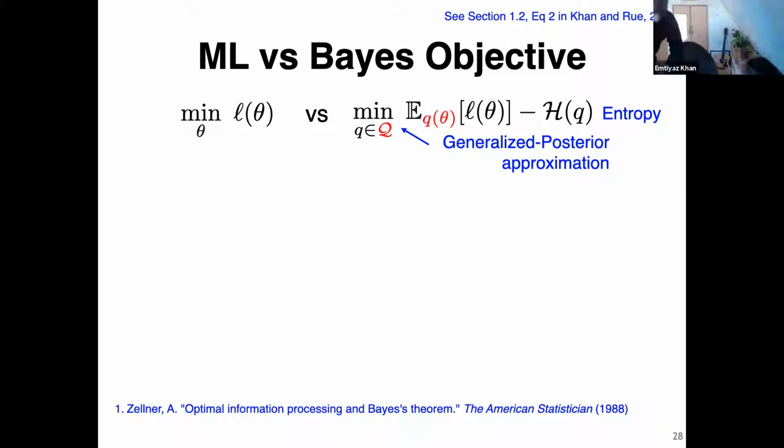So this objective that's shown on the left is the machine learning objective, which is just going to estimate just one point estimate. The one on the right is the Bayesian objective, but now I have made a slight modification here that you may not notice at first. What I've done basically is restrict the space where the optimization takes place to some subset of all distributions.